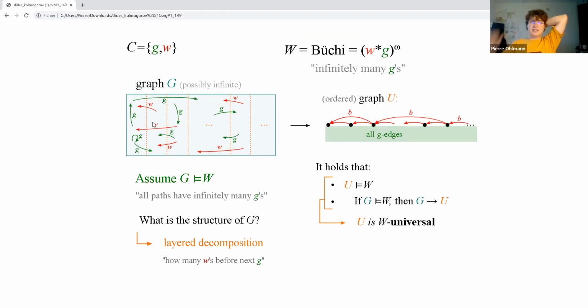So here again, let's just check the two things. The graph satisfies the objective. This means that every infinite path in the graph has infinitely many goods because you cannot wait forever. And then this second item says what I said about the layered decomposition. Any graph satisfying a Büchi objective has this layered decomposition, which is the same as a morphism into U.